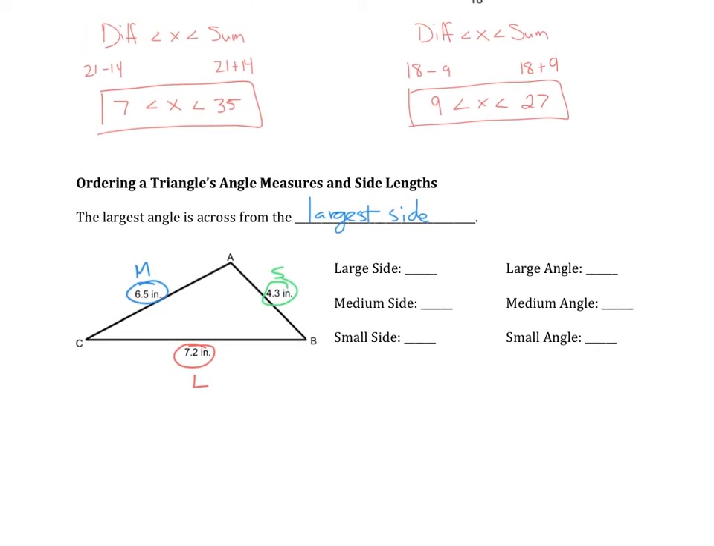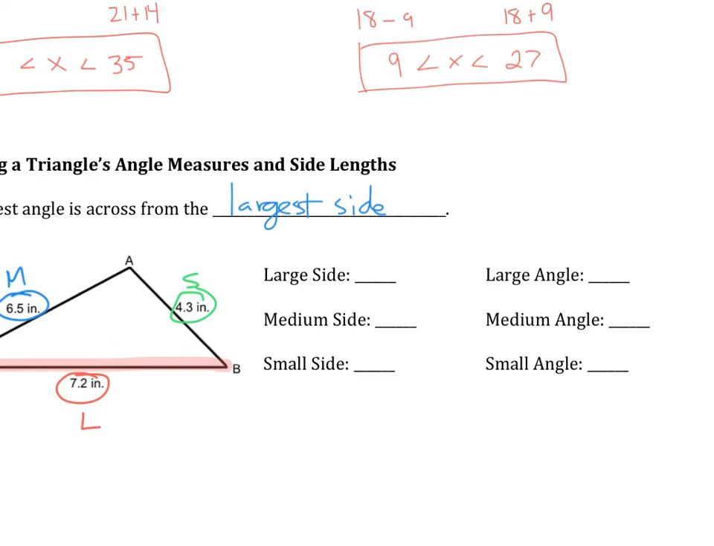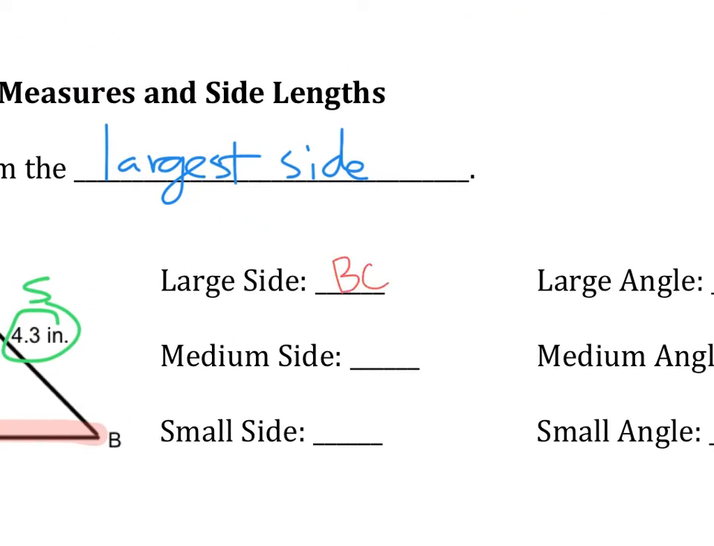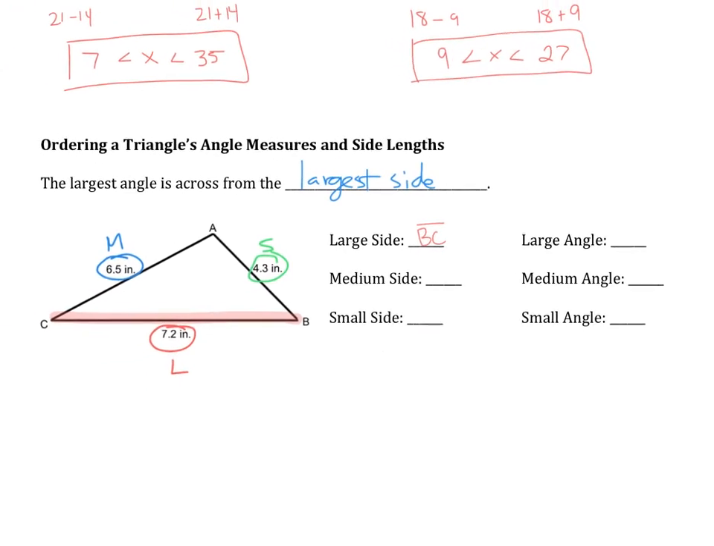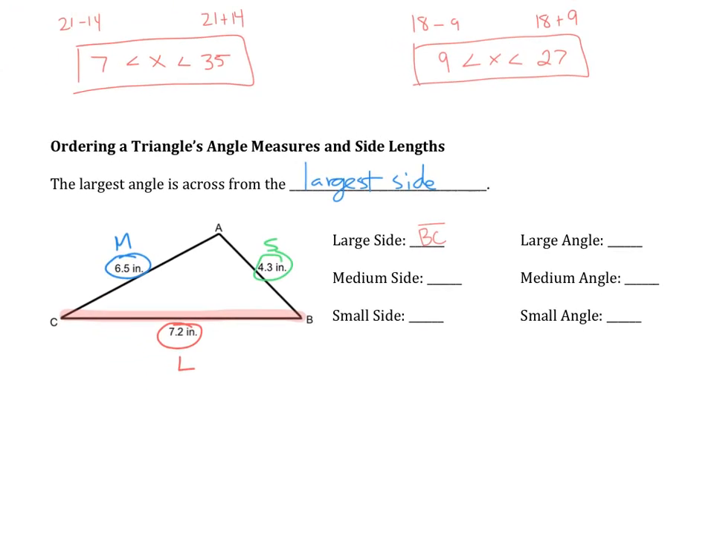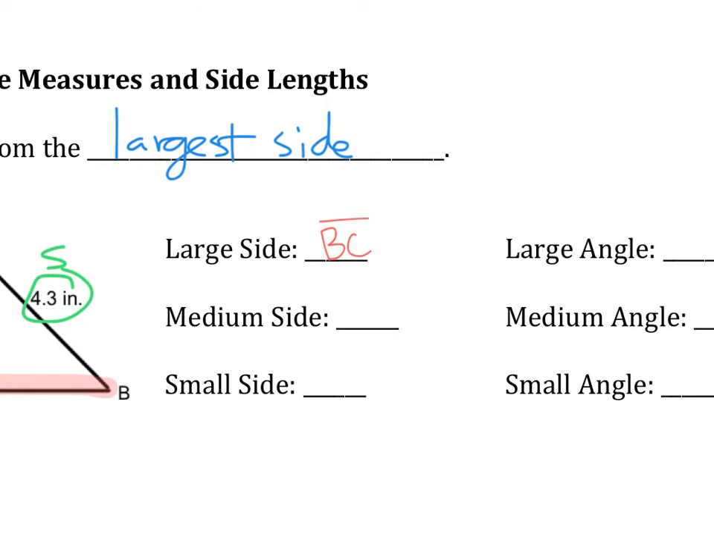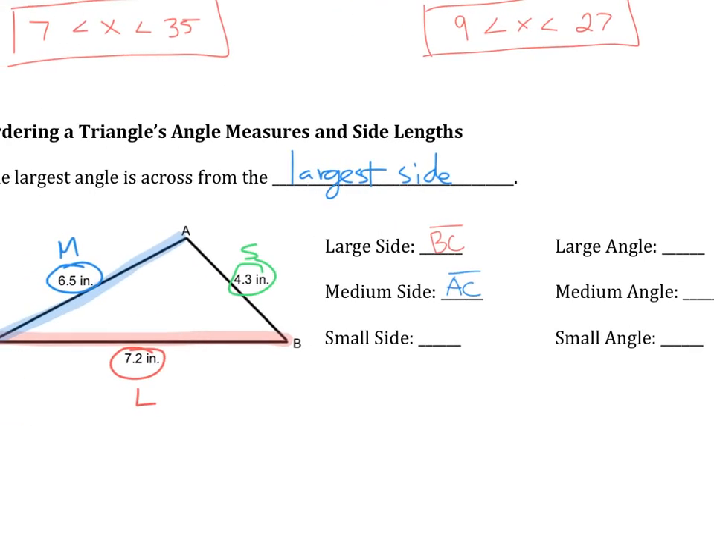So the largest side was side what? It's this one right here. And so that's going to be side BC or CB, however you would like to write it. Does not matter. So side BC. Our medium side was this one here, and that would be side AC. And then our smallest side is that last one, side AB.